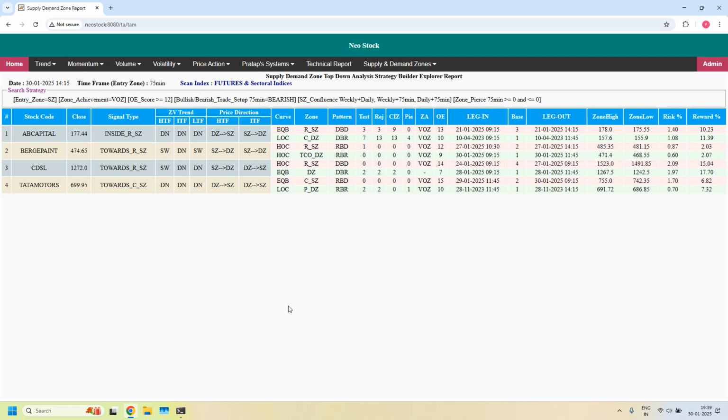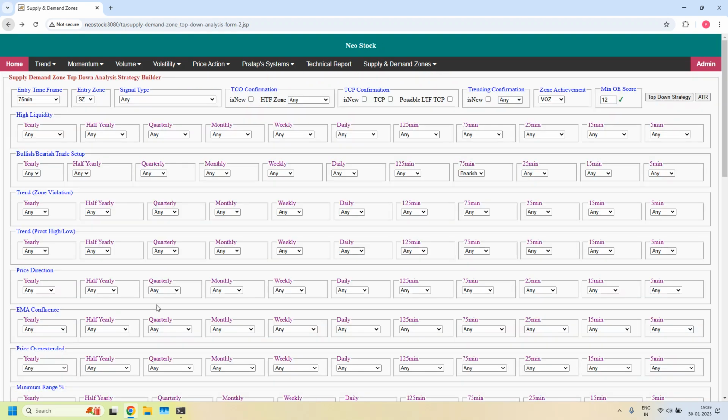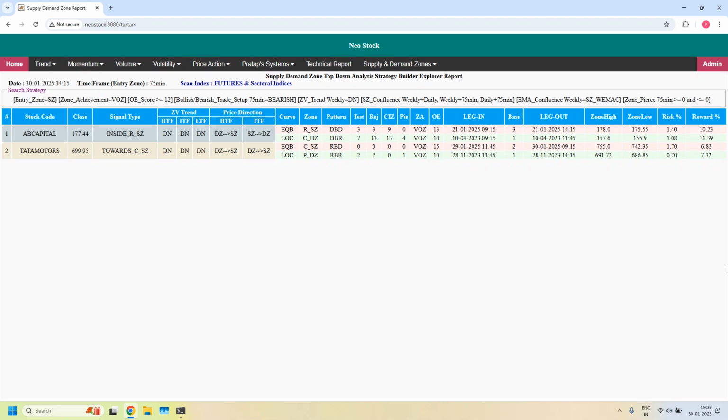If any of those 2 stocks are having weekly EMA confluence, they are even more high probability trade setup supported stocks. Let us verify. In the EMA confluence, weekly time frame, weekly supply zone having weekly EMA confluence, and trend should not be sideways on weekly. And I am setting downtrend because it is a bearish trade setup. We got both the stocks. So both these stocks are even much more high probability setup supported stocks. Maybe that is the reason why ABC Capital already tested 3 times.